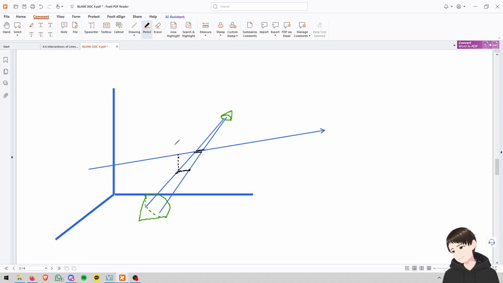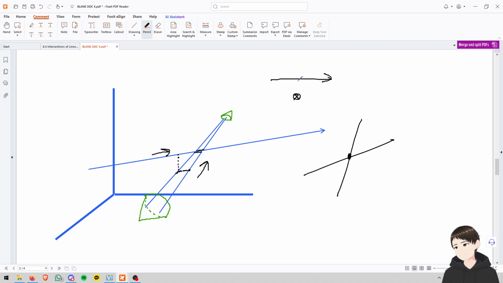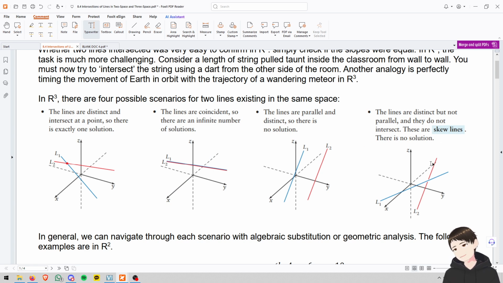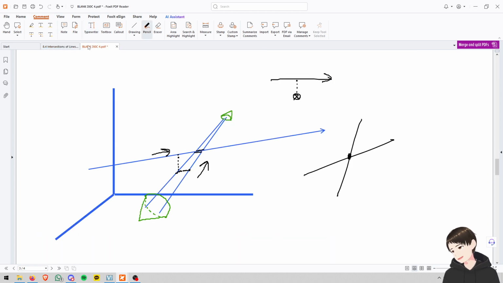So if you think about it, are their direction vectors parallel? No. Do they have any kind of common intersection? That's also a no. Okay, so normally if you have two lines that have different direction vectors, you think, oh, they have to cross. Not in 3D. One is up here, the other one is down here. Okay, so there is a space between them. That is what we call skew lines, and there is no solution. Okay, I hope I made that clear.